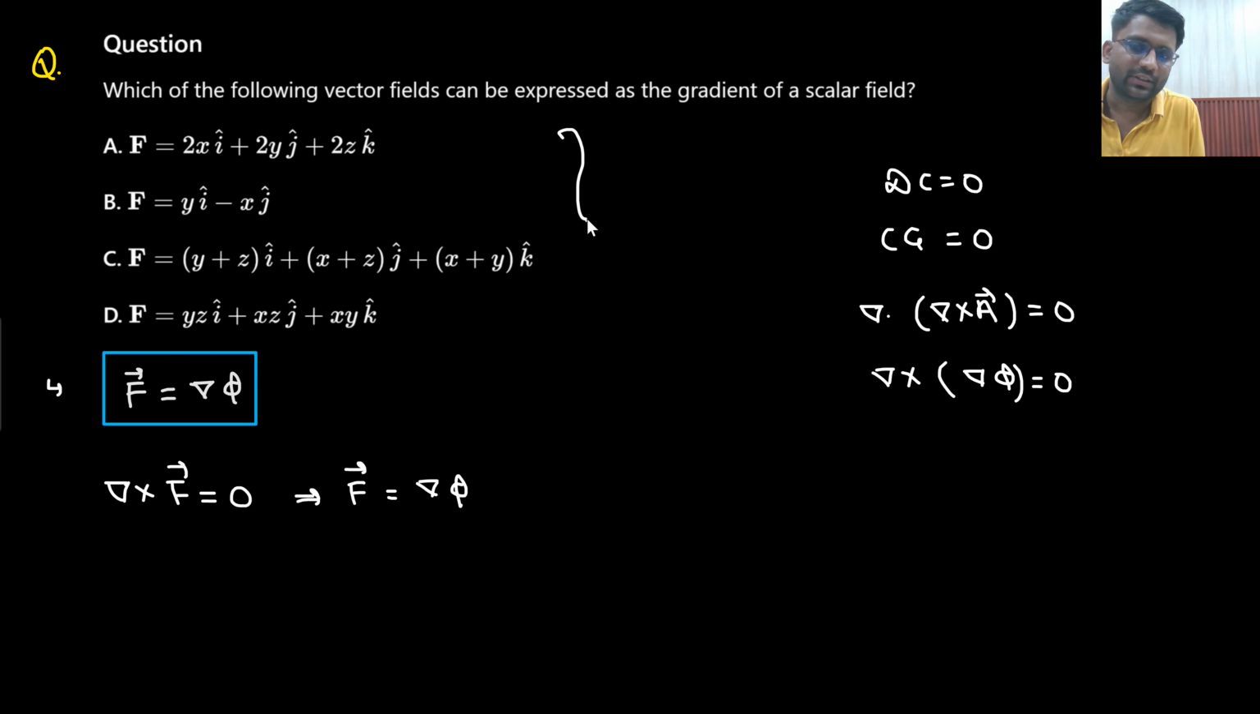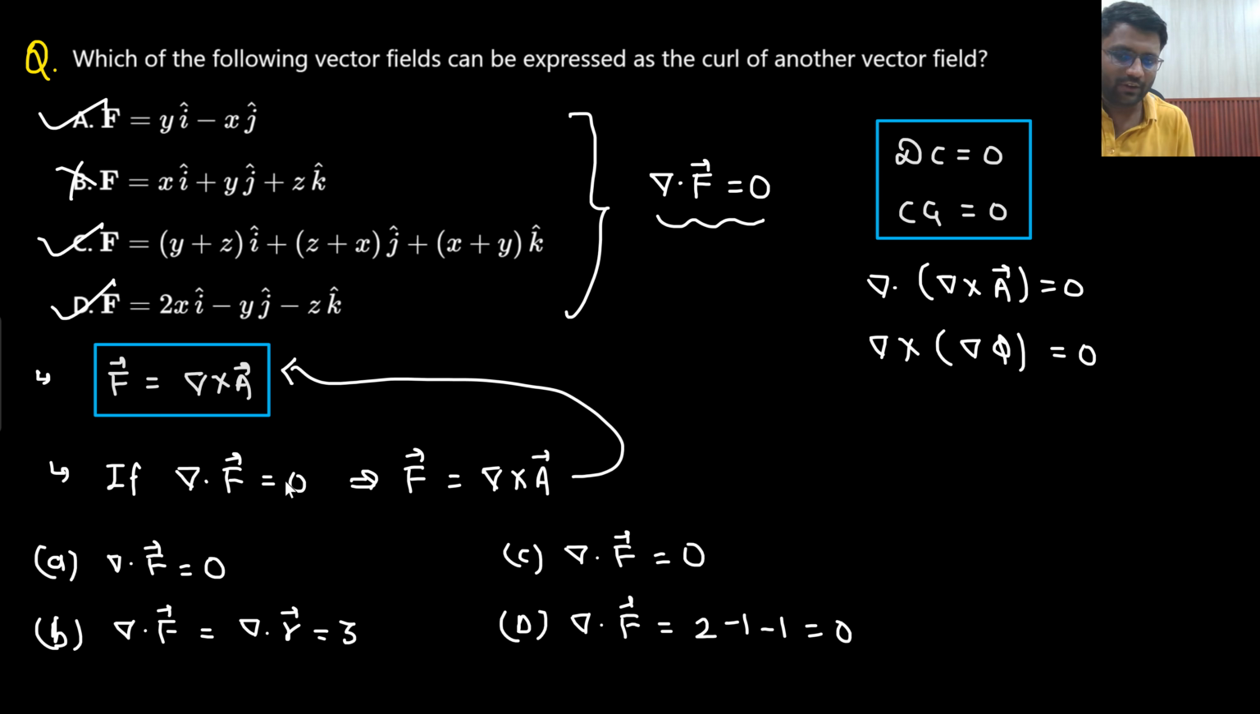So what is your question? For which of the following options is del cross f equal to 0? That's what they are asking. If del cross f is 0, then f could be replaced as del phi. And if del dot f equals 0, then f could be replaced as del cross A. Is that understandable to you or not?